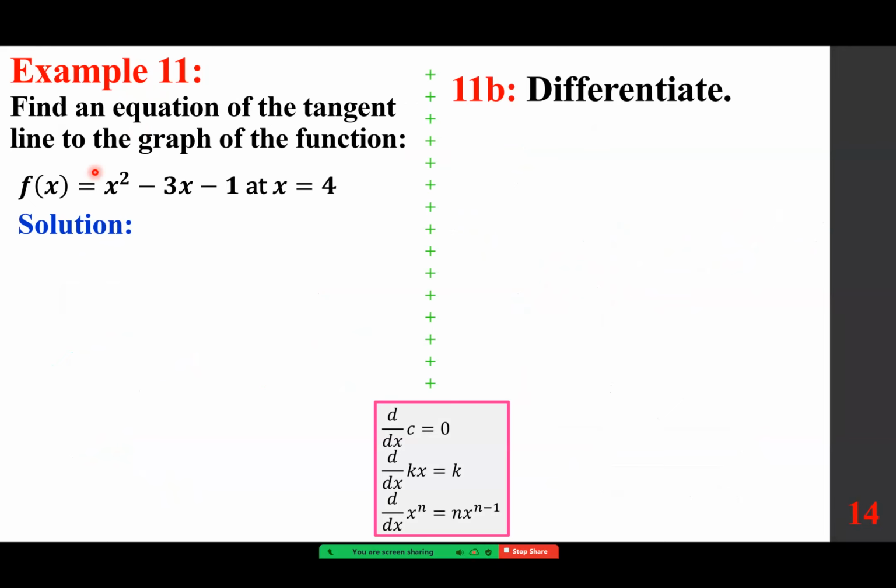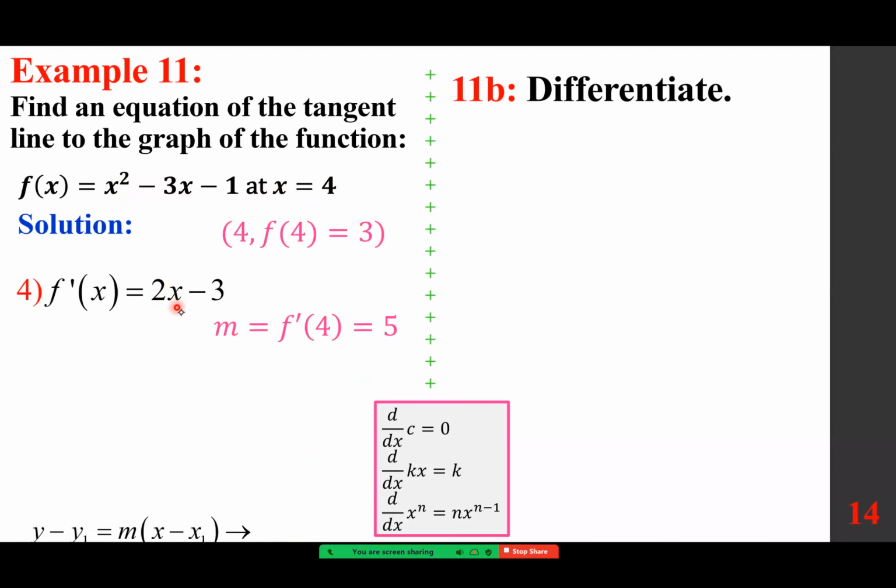Find an equation of a tangent line to the graph of the following function, where f of x, or y, is x squared minus 3x minus 1. So we need to find two things, a pair and a slope. First and foremost, if we differentiate this, we get 2x minus 3. Now, if we plug in 4 into the function, 4 squared is 16, minus 3 times 4, which is 12, makes it 4, minus 1 is 3. We have the pair. If you plug 4 into f prime of x, the derivative of the function, we get 5, and that's the slope.